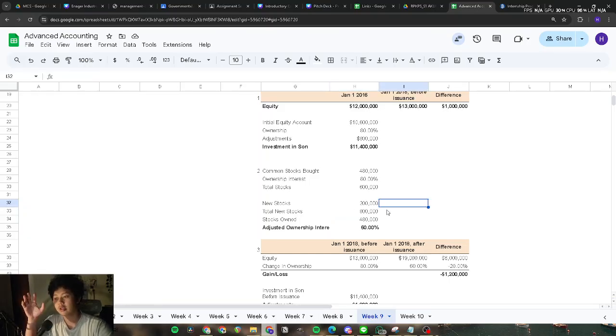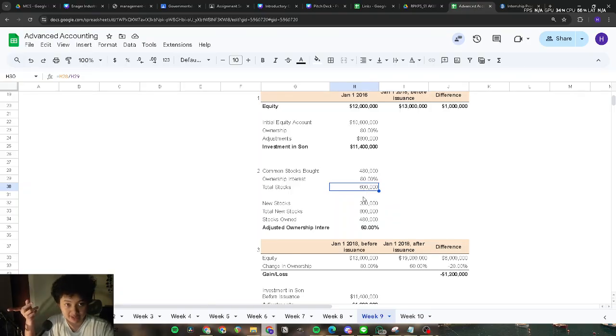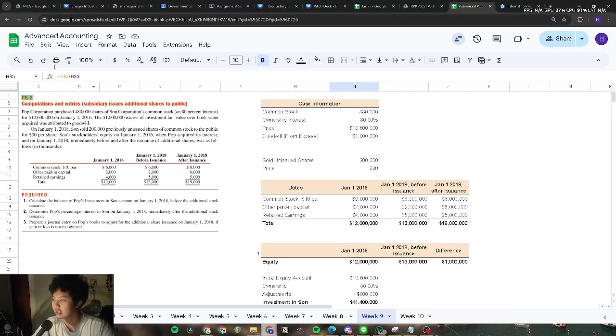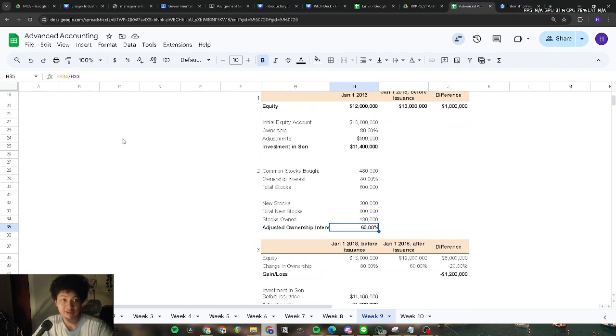But with the increase of the total stocks, it doesn't necessarily mean that your stocks as a parent will also increase. It doesn't increase that way because in the end, you still only own 480. So 480,000 in the context of 600,000 is 80%. But in the context of 800,000, logically it'll be less, right? So then we need to make adjustments. As I have made the adjustments here, 480 divided by 800 should result in 60%. So now the ownership of Pop, the parent, in Sun, the subsidiary, is no longer 80%, but 60%.